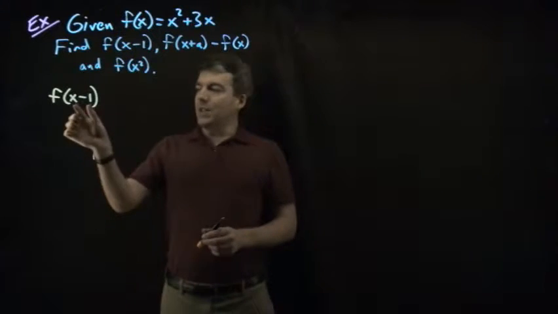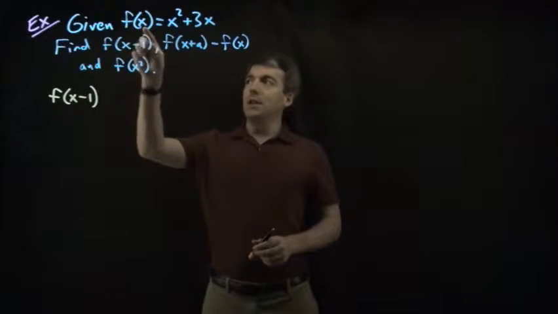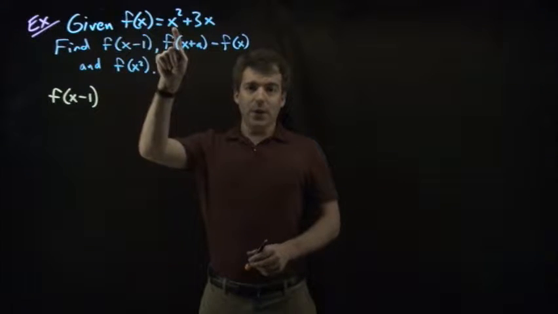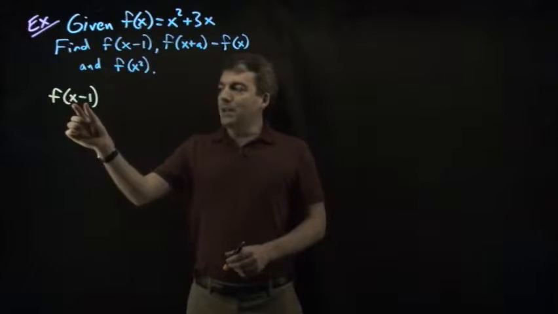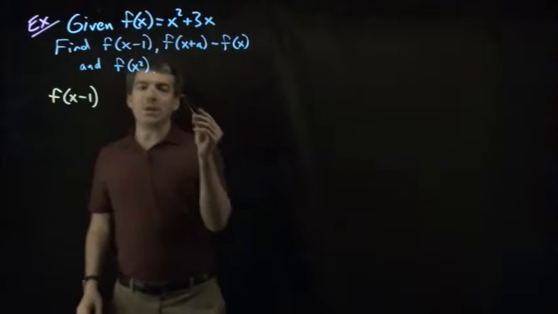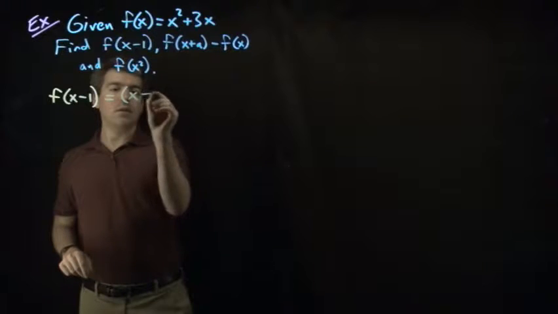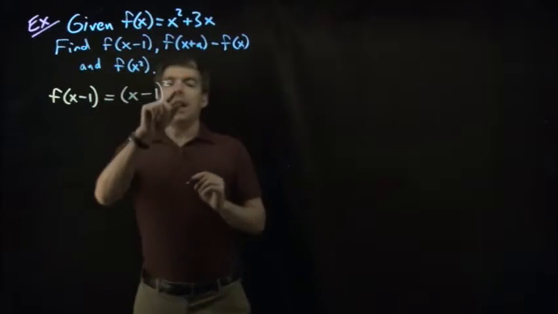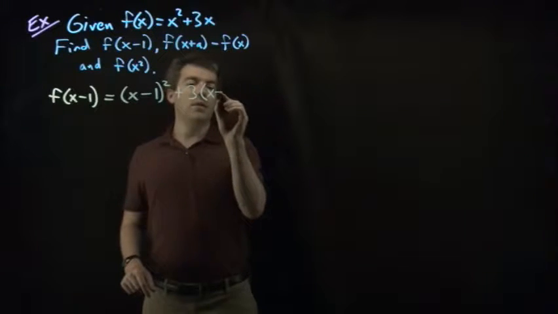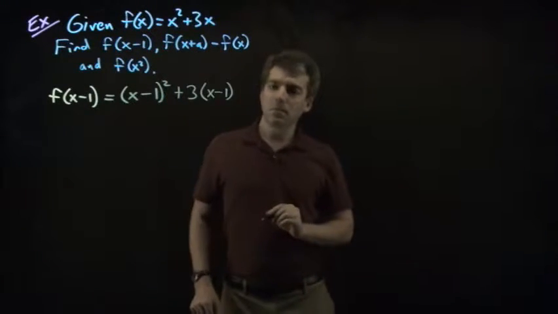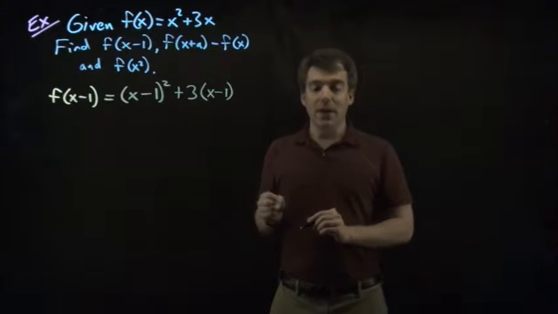So the function takes an input and then does something to it. So this particular function takes an input, squares the input, and then adds 3 times the input. If the input is x minus 1, then this function will take x minus 1 and square it, and then add to that 3 times x minus 1. All right, and now we can multiply this out and simplify.